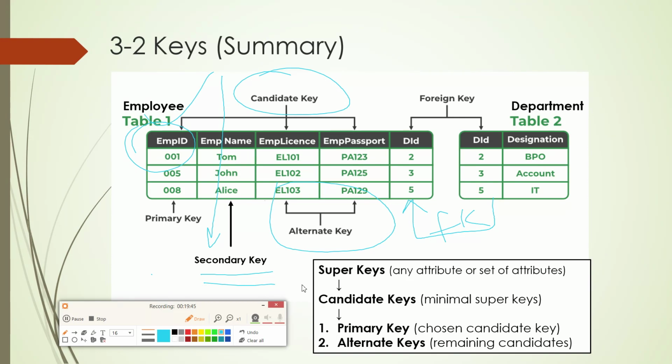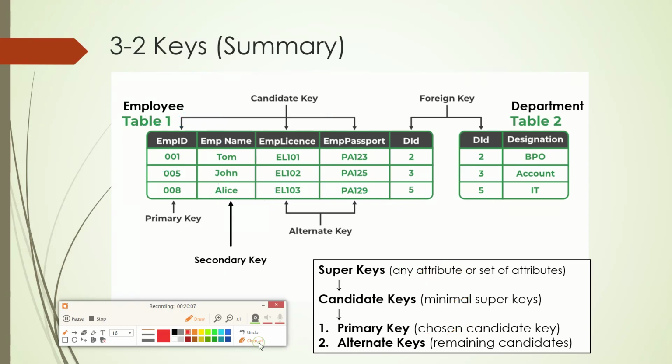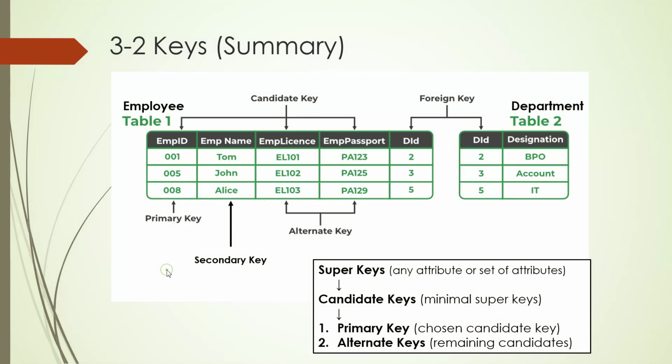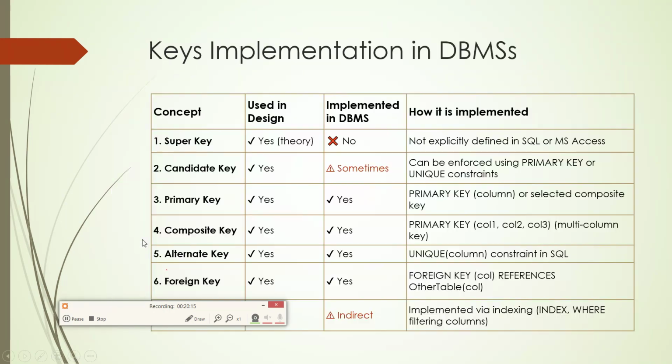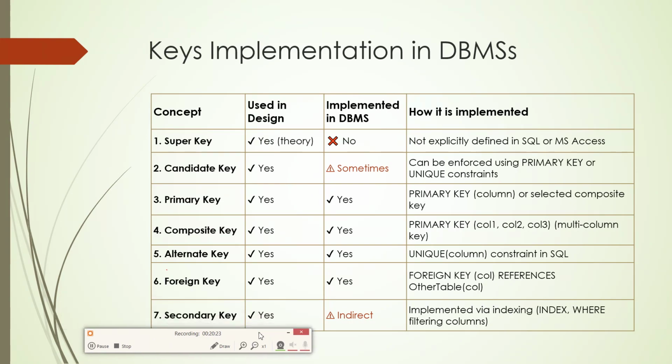So how does this work? First we identify the super keys. Out of the super keys we identify the candidate keys, and then we divide the candidate keys into two groups: primary key, and the remaining become the alternate keys. So this is all about these keys, and next we will be talking about their implementation in DBMSs, that is, how we could implement these keys in databases.